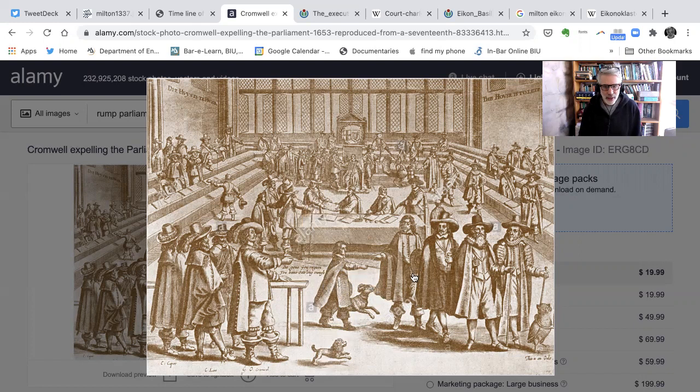He's chasing members of Parliament out of the chamber because he wants to have a vote on whether Charles should be tried or not. And many of the members of Parliament, as much as they were for a parliamentary commonwealth, did not like the idea of trying a king. You don't try a king easily.